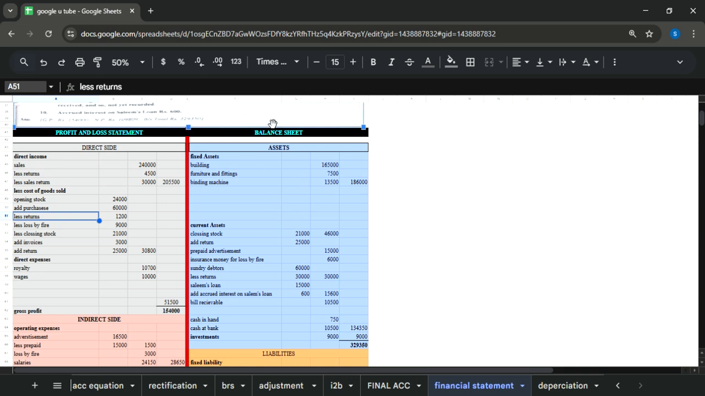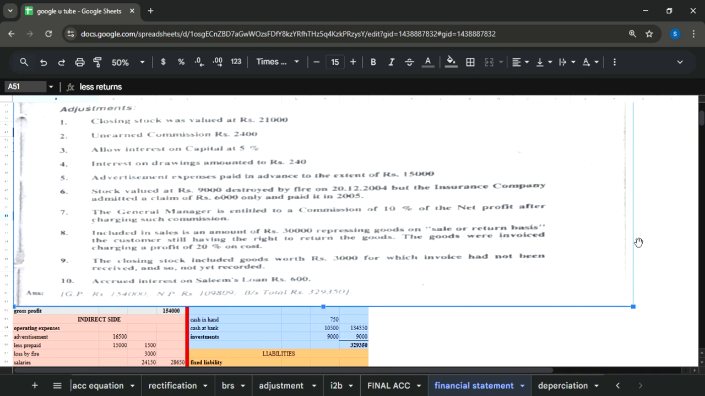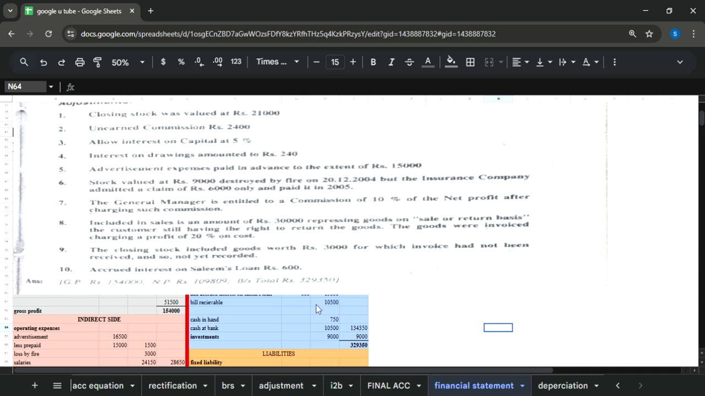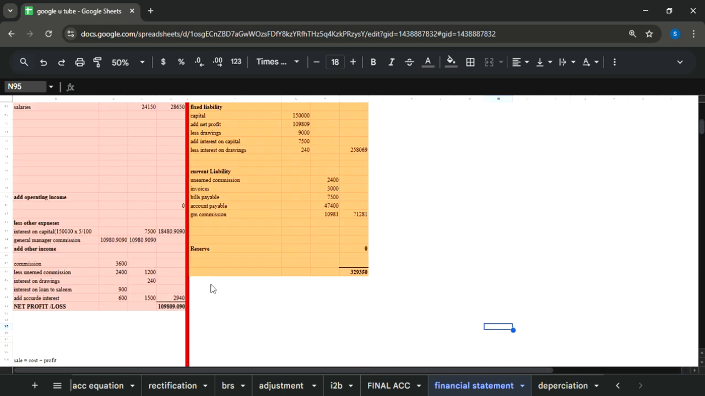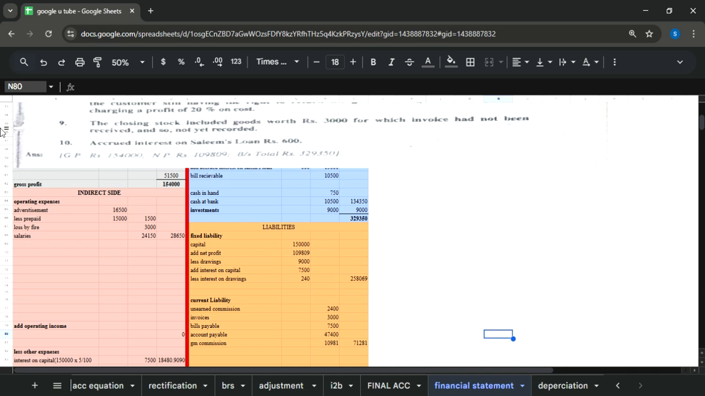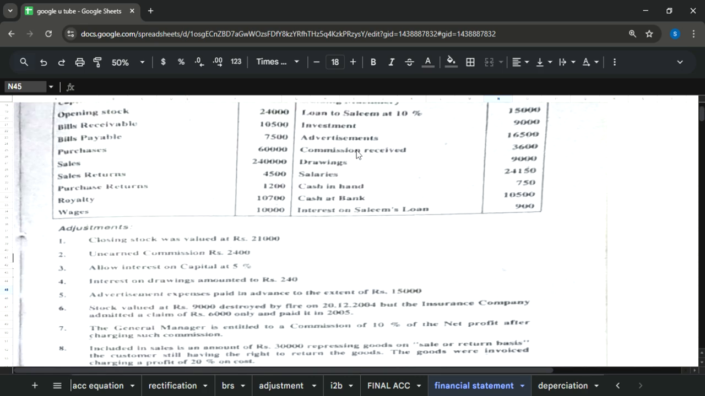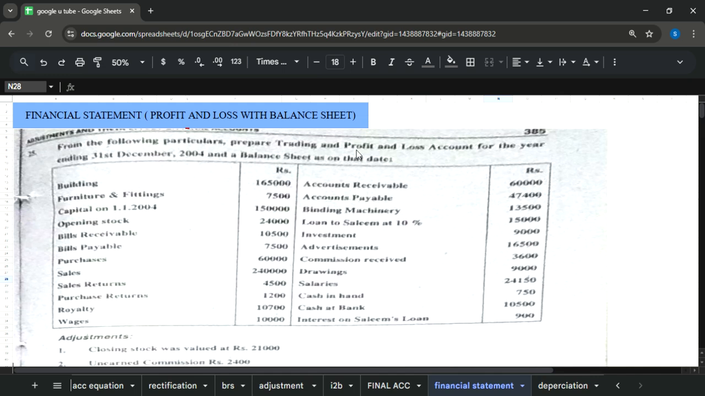And if you are not able to see, let's make it larger. So see, we have our net profit 109809, and here it is. Secondly, asset side or balance sheet total 329350 asset side and 329350 liability side. Guys, in this way we have completed our question number 25.